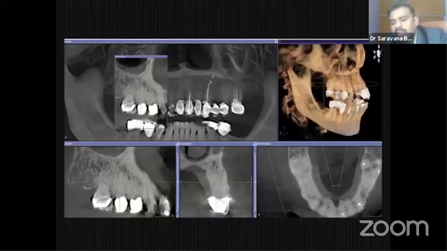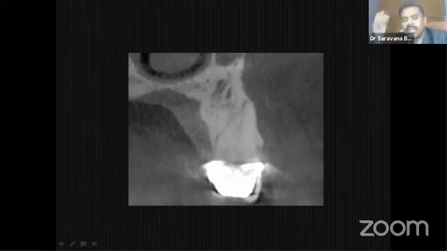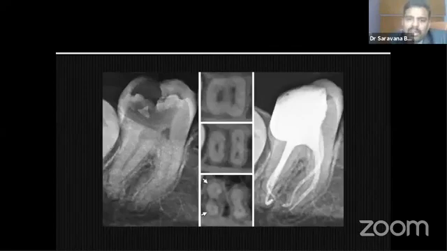Okay, in the cross-sectional view, next slice. This is the cross-sectional view of that particular tooth number 16 region. Can you notice the vertical fracture here? Okay, this is the reason for pain. It will not be identified by any two-dimensional imaging modality. Vertical fracture is best identified by cone beam computed tomography.